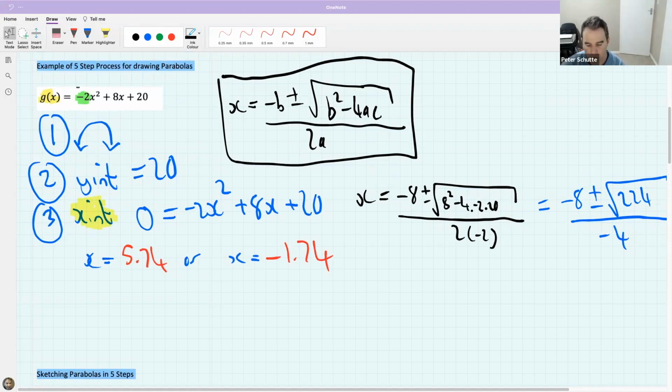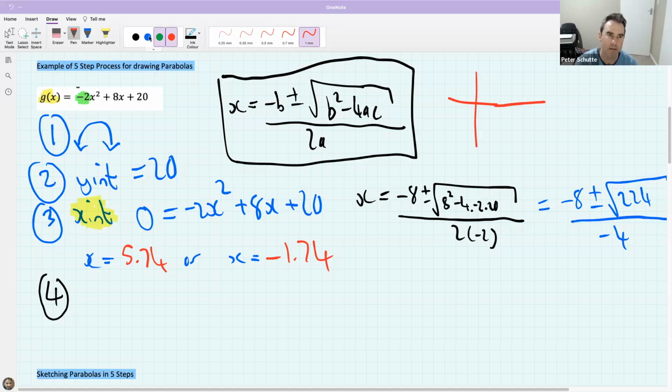Okay, now in order to draw a parabola, you need one more thing. You need the y-intercept, you need the x-intercept, and you also need something called the turning point. But the turning point is made up of 2 things. The axis of symmetry coordinate. So if I was drawing a parabola, let's say, I'll do a little sketch here. Say my parabola looks like that.